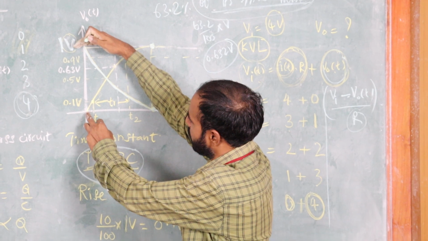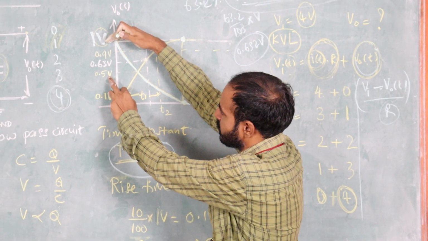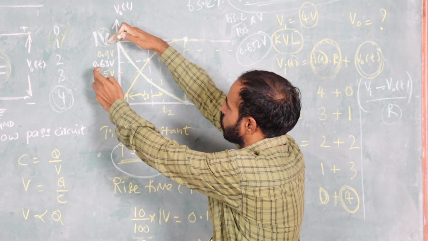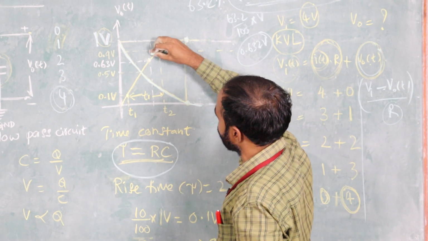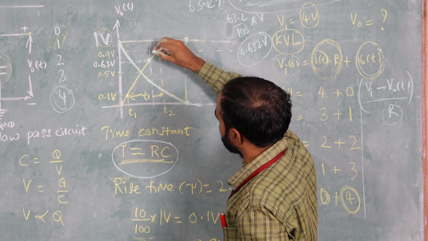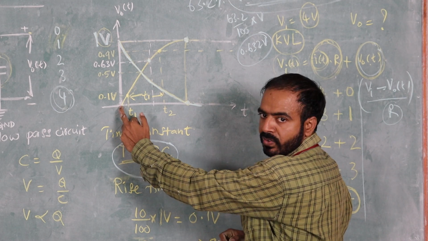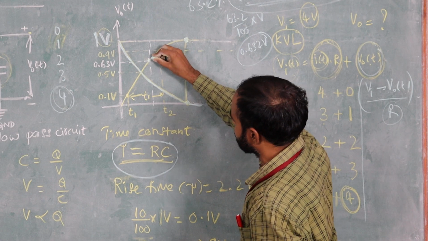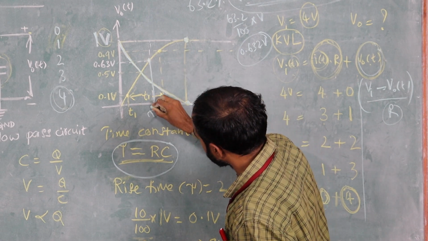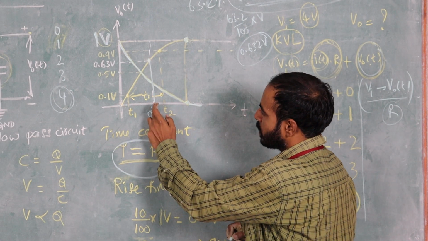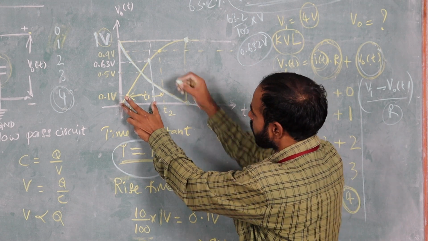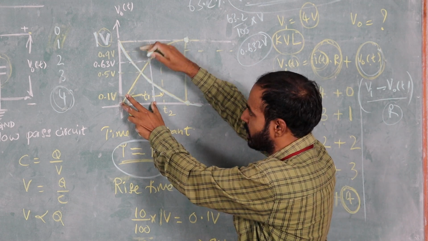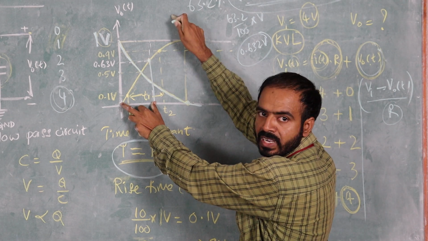See here, the maximum value is 1 volt, and 0.63 V is above half of it, which is 0.5 volts. So this level is this one. The time taken by the output waveform to rise from 0 to 63.2% is tau. In this interval, the output waveform will reach 63.2% of its final value.